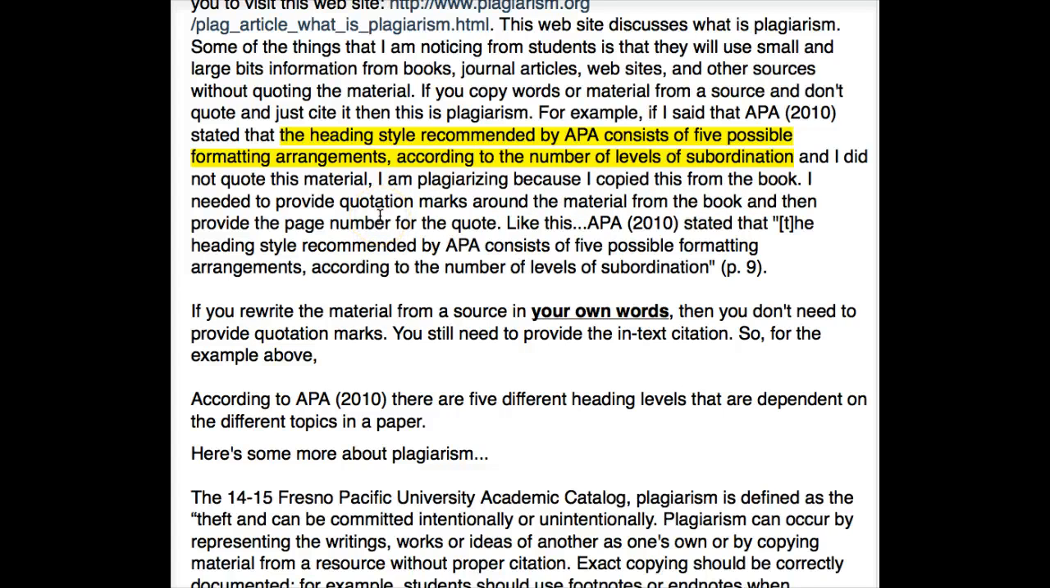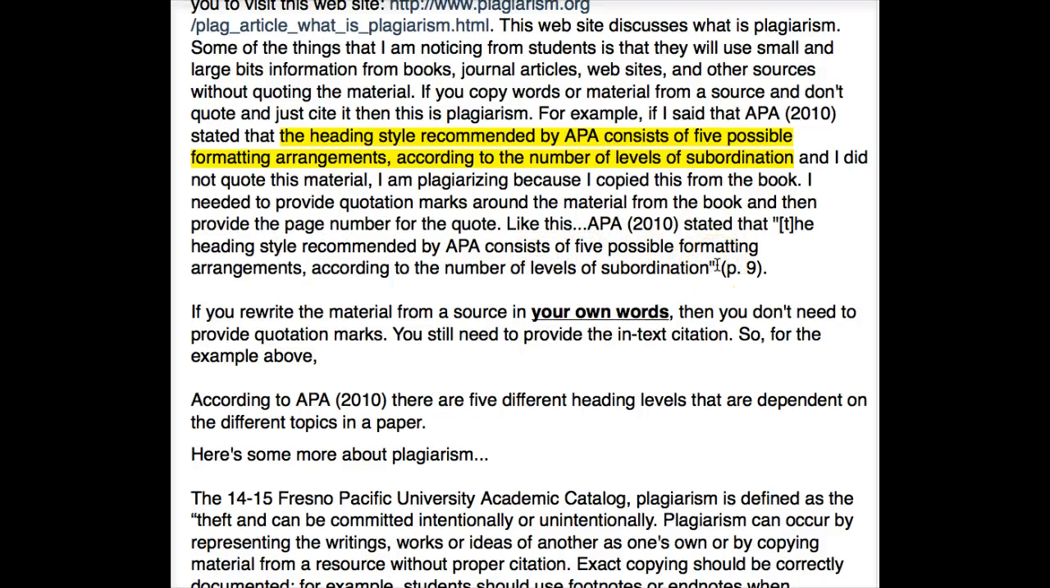I needed to provide quotation marks around the material from the book and then provide the page number for the quote, like this. APA 2010 stated that, quote, and I changed the T in a bracket because I lowercased it where in the book it's capitalized. Quotation mark, and then I quote the actual material. It's got to be the exact same words from the material. Any changes from the quote need to have brackets. And the quote, parentheses, little p only, period, space, page 9, close the parentheses, period. That's the proper way to cite a quotation.